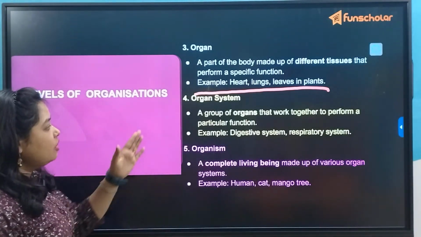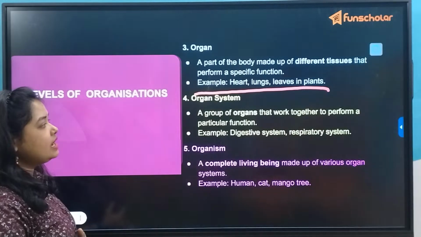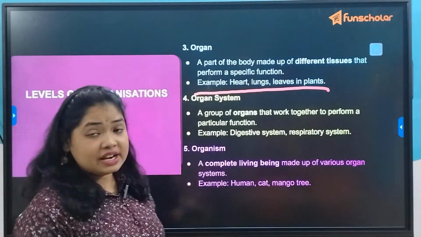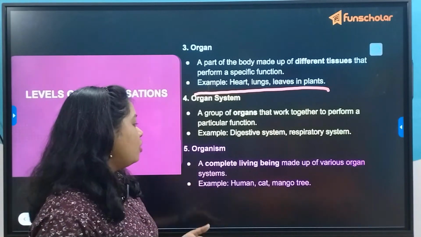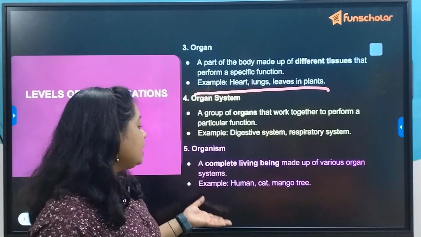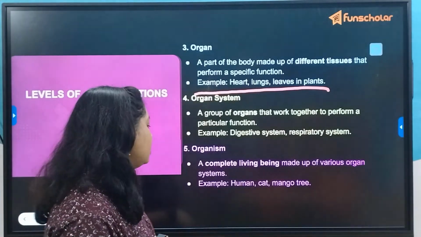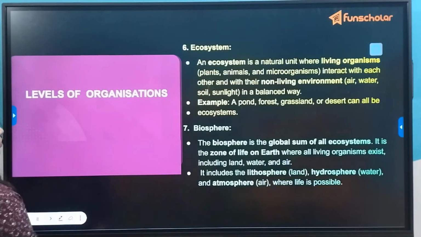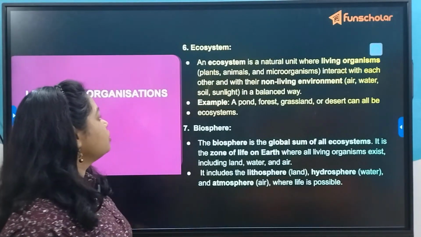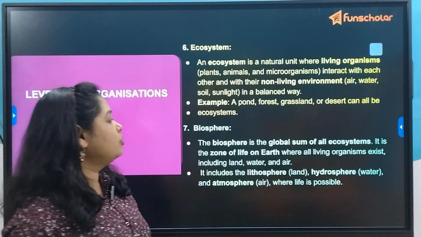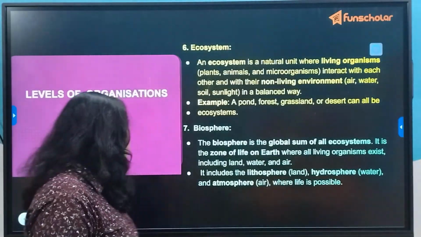And then all the organ systems, when they come together in an organized manner, they aggregate to form an entire organism. So that is a complete living being made up of various organ systems. Now, the next comes the ecosystem. We know that population and community we have already studied.